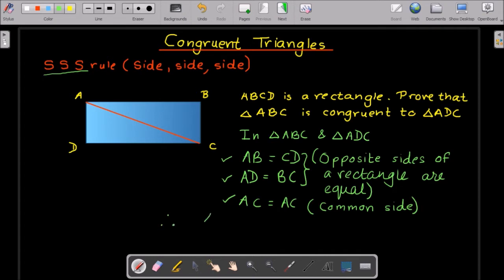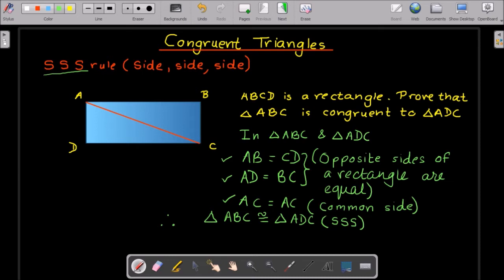Now I have to write a closing statement. Therefore, triangle ABC is congruent to triangle ADC. That's not enough. I have to write down the rule which I have used to prove the congruence. So the triple S, side, side, side. And that's how I would lay out an answer to this particular question.